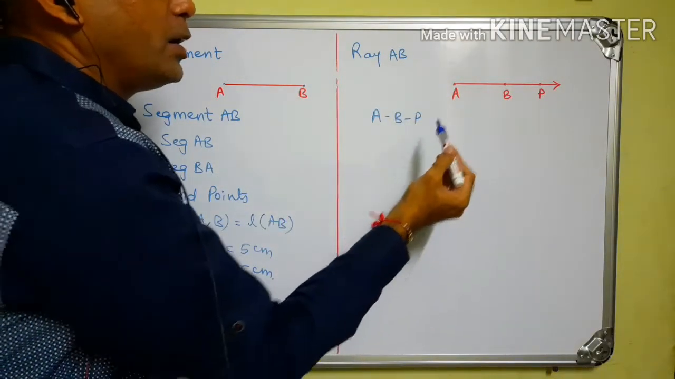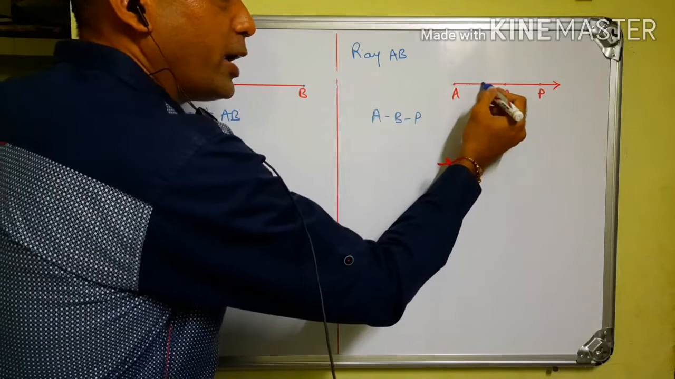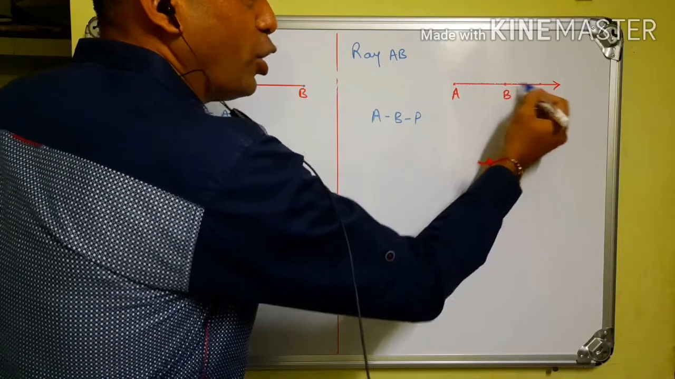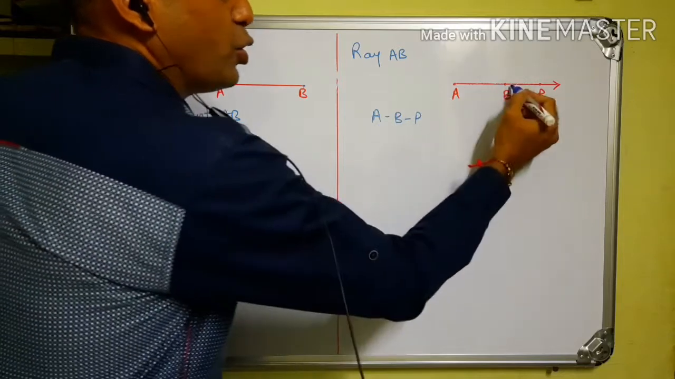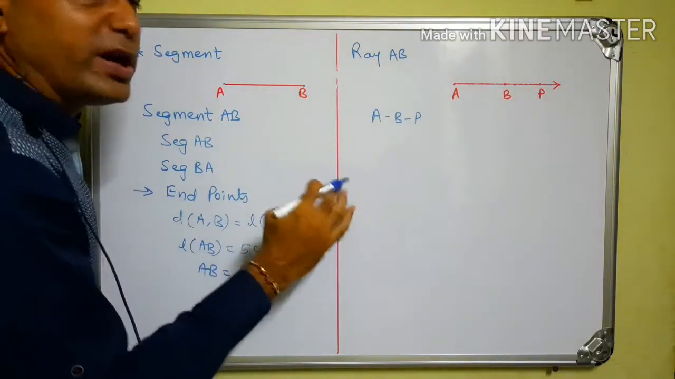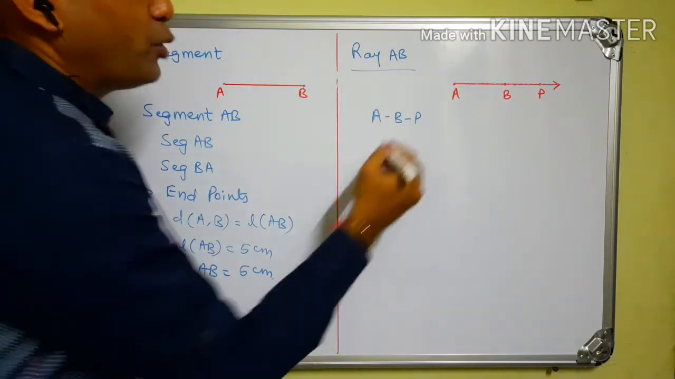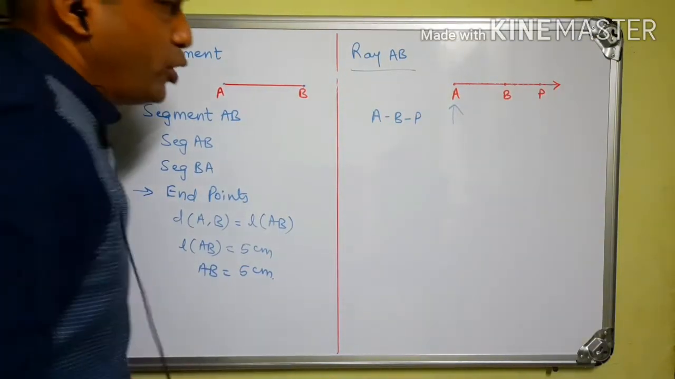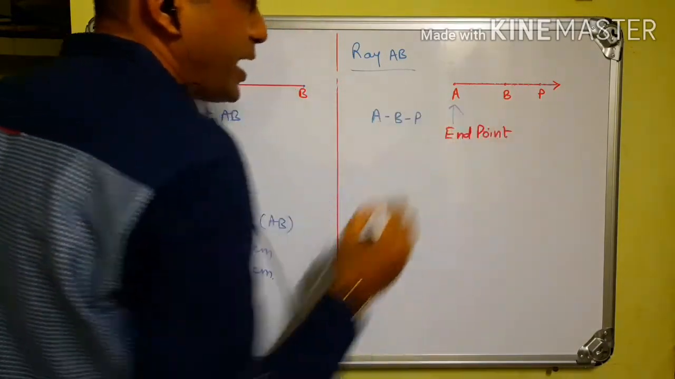I repeat, A and B are distinct points, then the union set of all points on segment AB and points P, such that point B is between A and P. So all these points are included in ray AB. Now here point A is called the end point of ray AB.